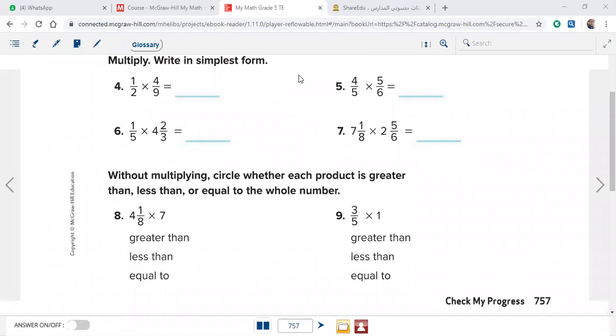You are welcome. Number 8. Okay, Ryan. Number 8. If we round 4 and 1 out of 8, it becomes 4. Yes? 4 times 7, right? So it will be 28. But if I multiply the whole without rounding, it will be greater than the whole number. So the answer is greater than.